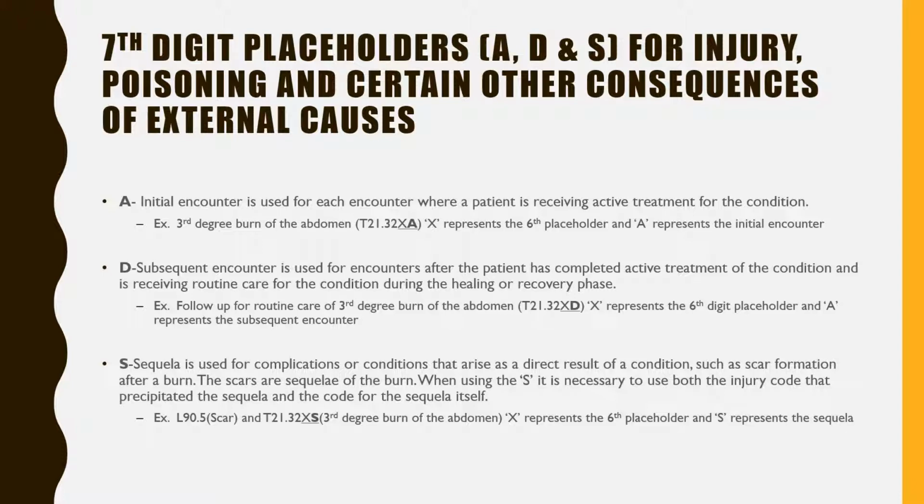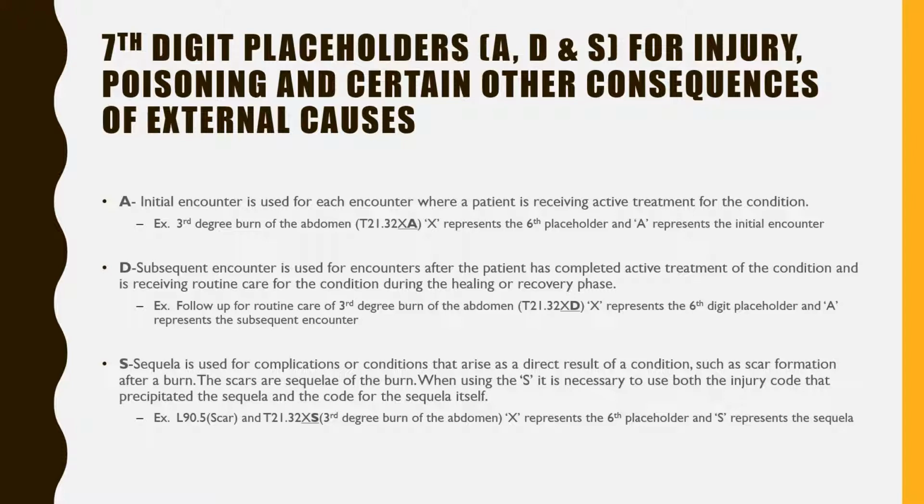Letter D represents the subsequent encounter, which is used for encounters after the patient has completed active treatment of the condition and is receiving routine care for the condition during the healing or recovery phase. Again, we use the same example of the 3rd degree burn of the abdomen. In this particular encounter, the patient is in for follow-up or routine care of that burn, so we're going to use T21.32X with the letter D. X represents the 6th digit placeholder, and D represents the subsequent encounter. That letter A should actually be D.